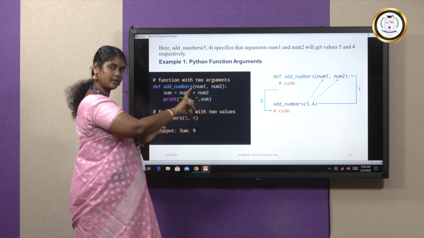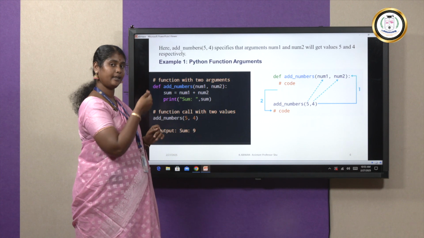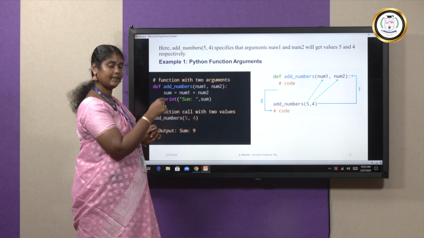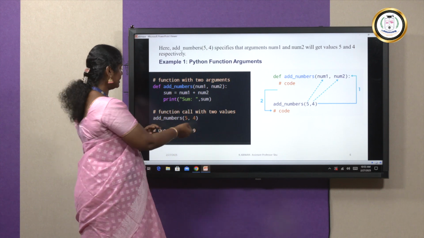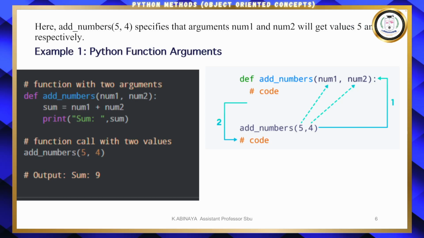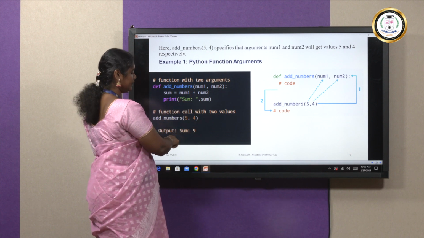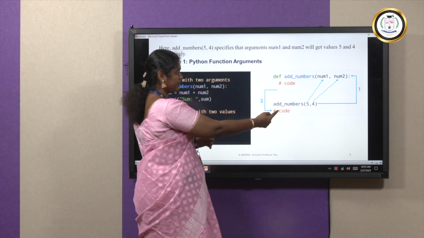Once the function block is over, I have to call the particular function. While calling the function, I have to pass my input. Then only the particular input will go to the particular function and it will do the process. So I call the same function name, add_numbers of 5 comma 4. So I am passing two inputs here. Now the 5 and 4 will go here, it will do the process, and we will get the output as 9. That's what I have represented here in the diagram.